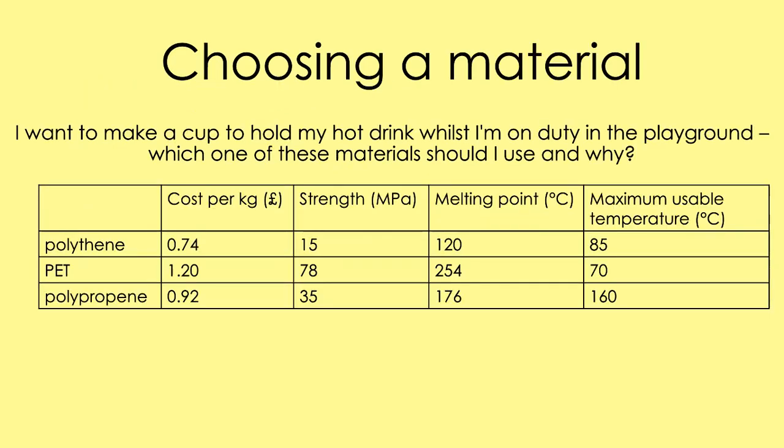So, choosing material. We've come across this before when we did the alloys lesson. We looked at different alloys and their properties and how that linked to what they were used for. This is a similar thing, except that we're looking at polymers in this particular instance. All 3 of those, polythene, PET, and polypropylene, are polymers. And I've got a use in mind.